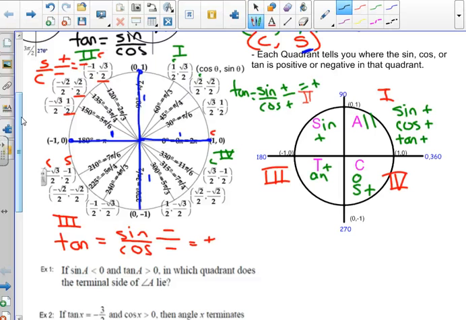Are we going to fill out a chart with positive and negative? Not really. You're not going to have to do a chart, but you're going to have to know where things are positive and negative. If I give you a value and it ends in a certain quadrant, is your sign going to be positive or negative there? You're not going to do it for every single one, just one time. But to do that, you need to understand whether it's positive or negative.